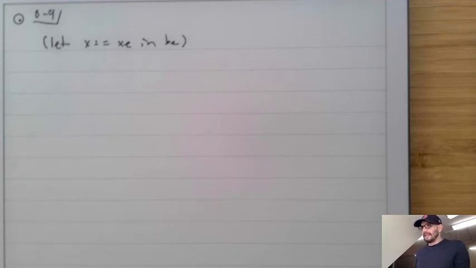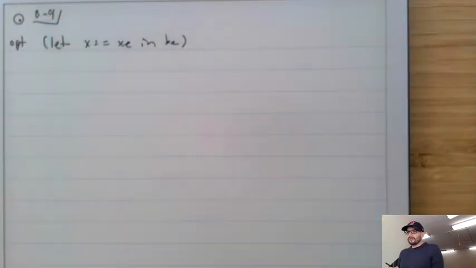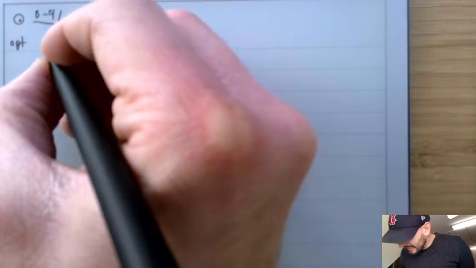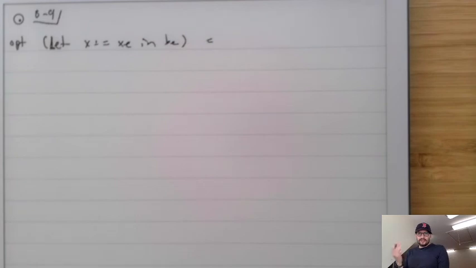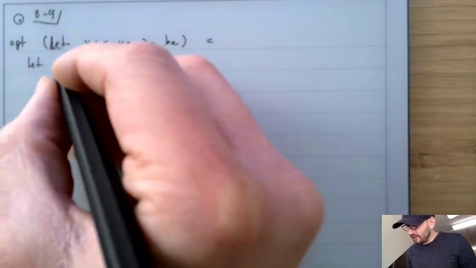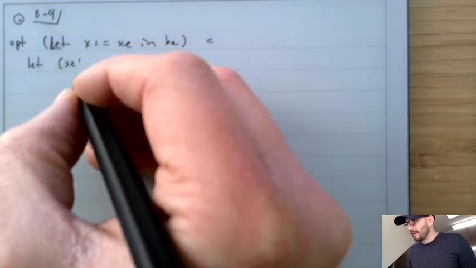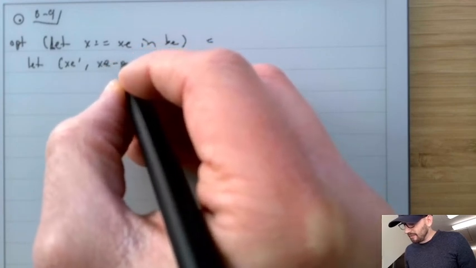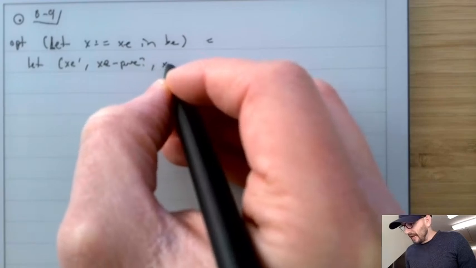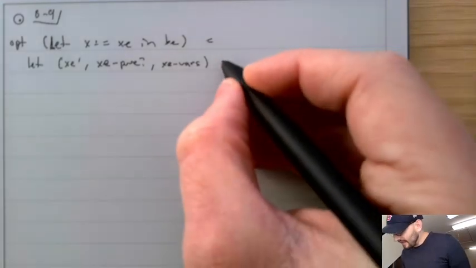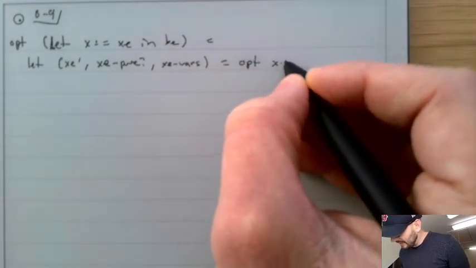So we can think about that like something like this. Imagine that we're calling optimize on this. What we would do is say something like, let me put let with a capital L to distinguish it from let inside of the program language we're writing the optimizer in. So we could say, let the new version of xe, which we'll call xe prime, and then we'll also keep track of whether it's pure, so we'll call that xe-pure?. And then we'll also have xe-vars, which are the variables used inside of this expression. And we're going to have this equal to the optimization of xe.